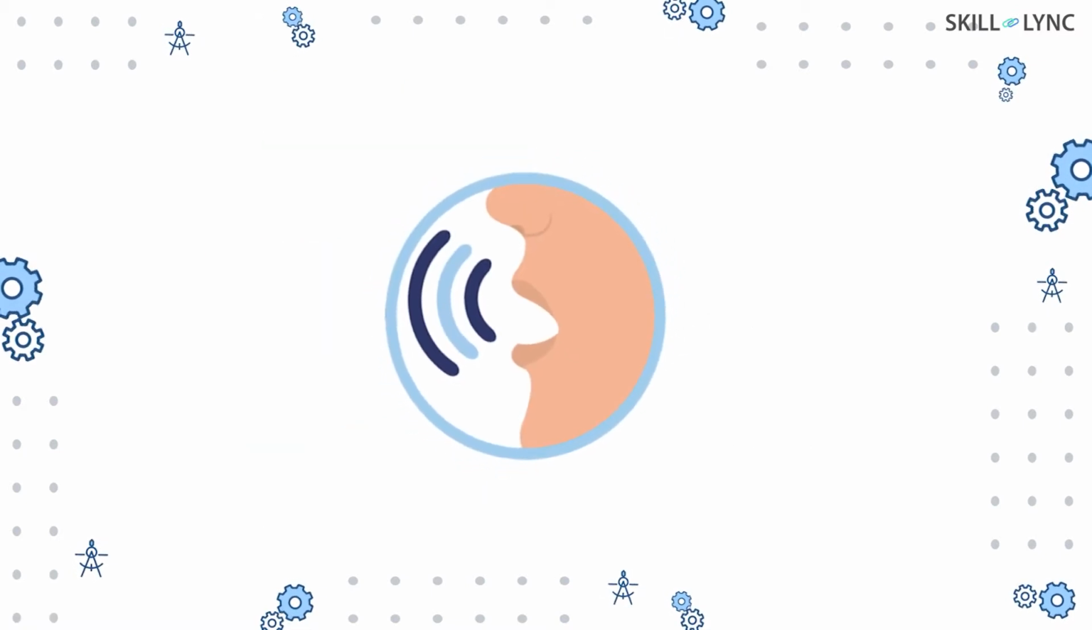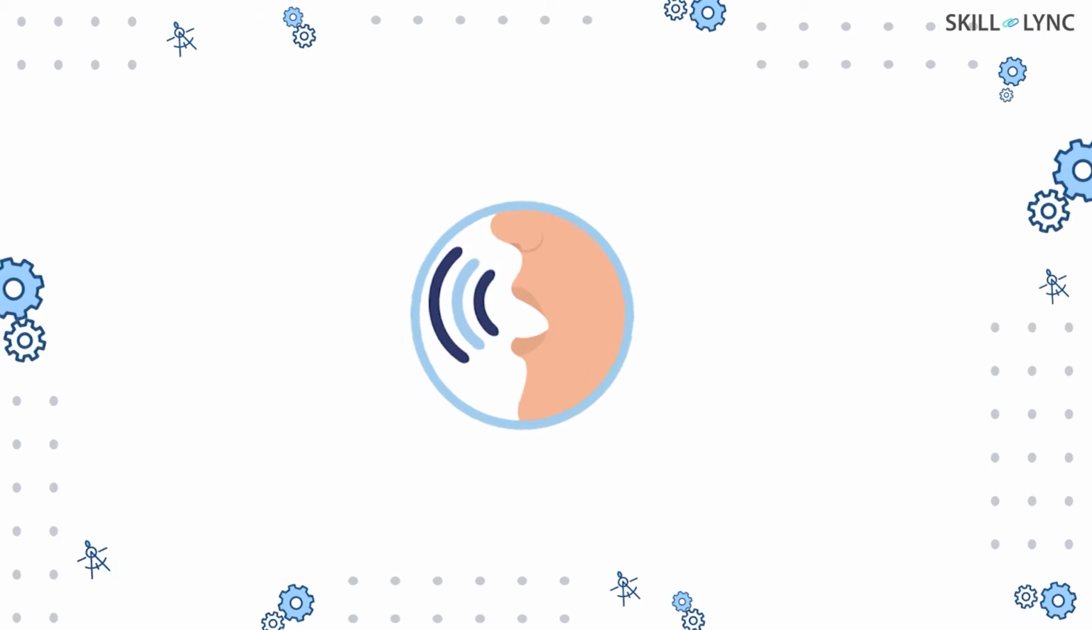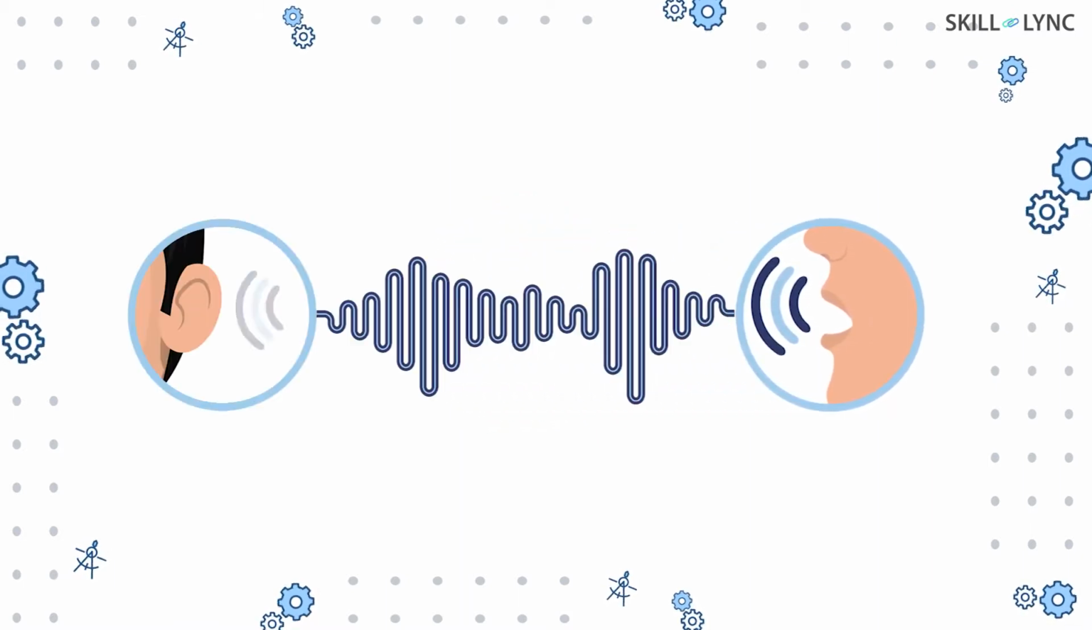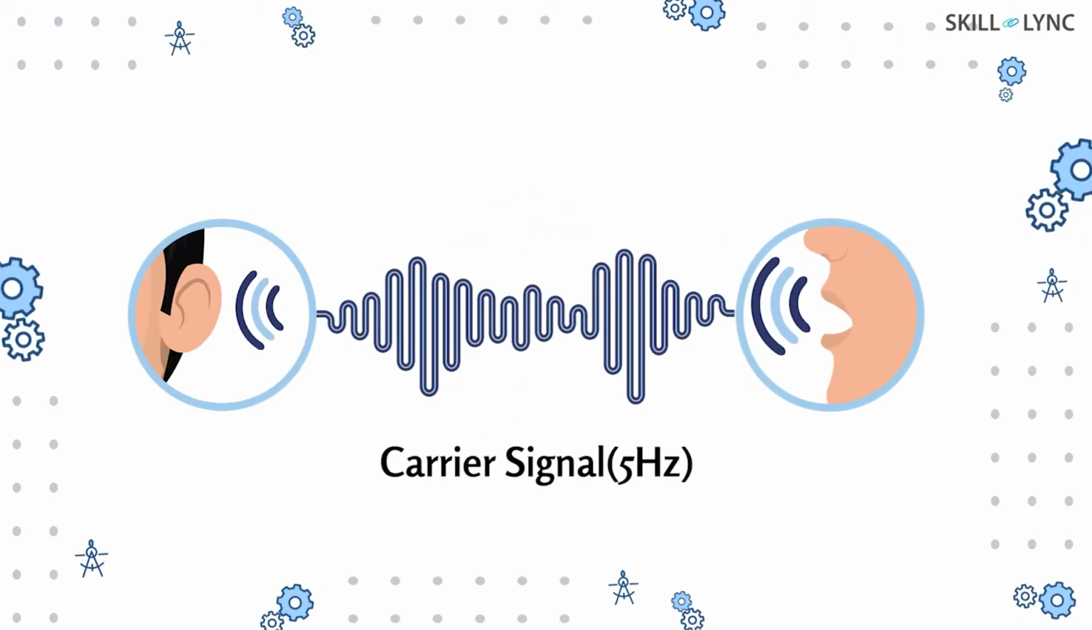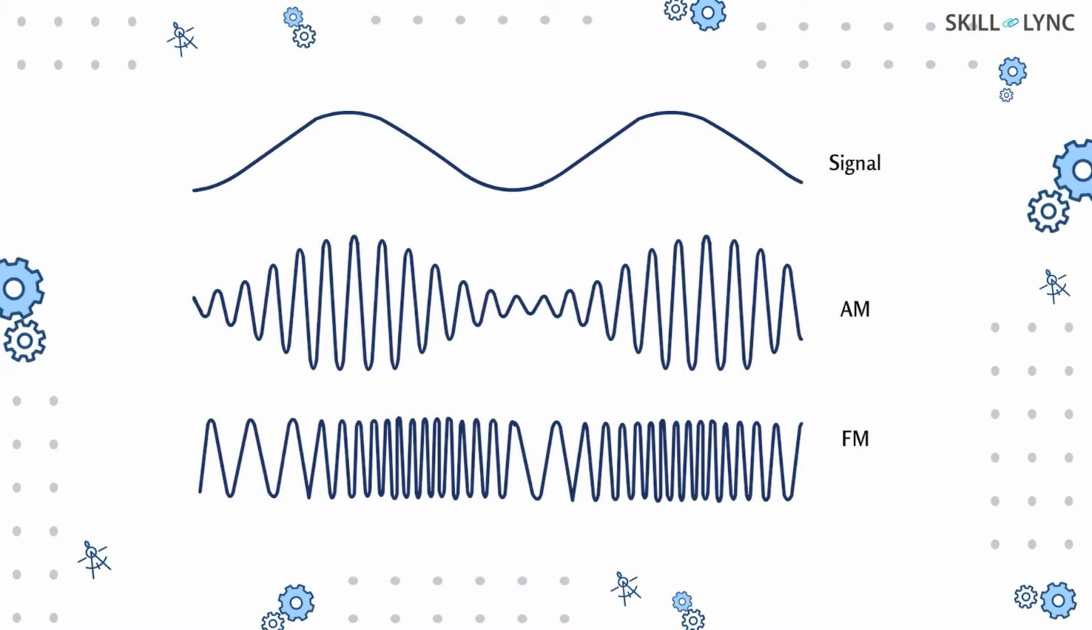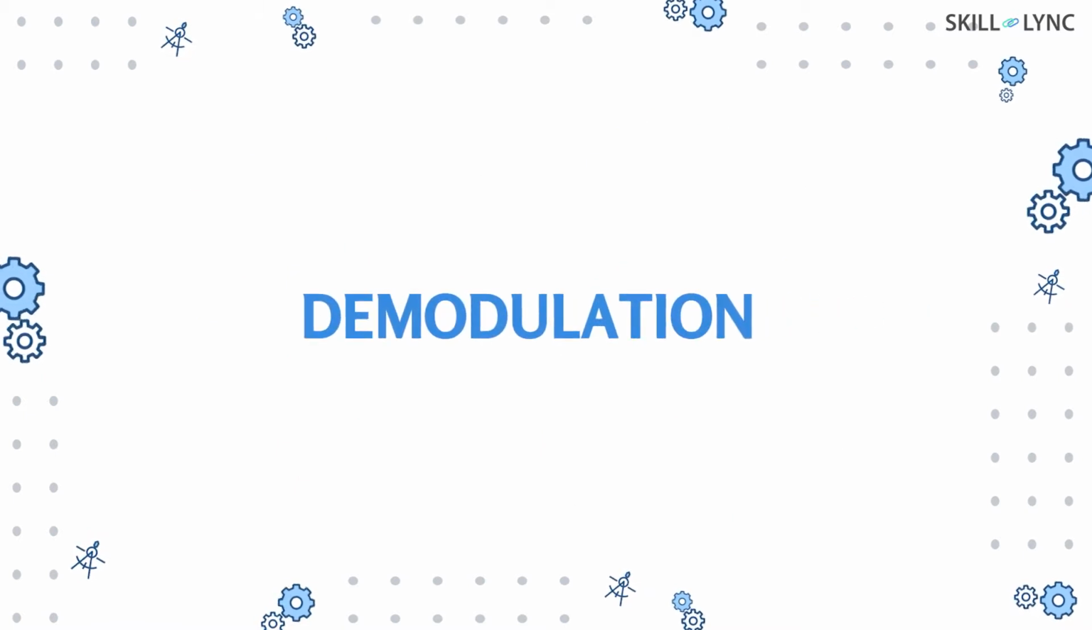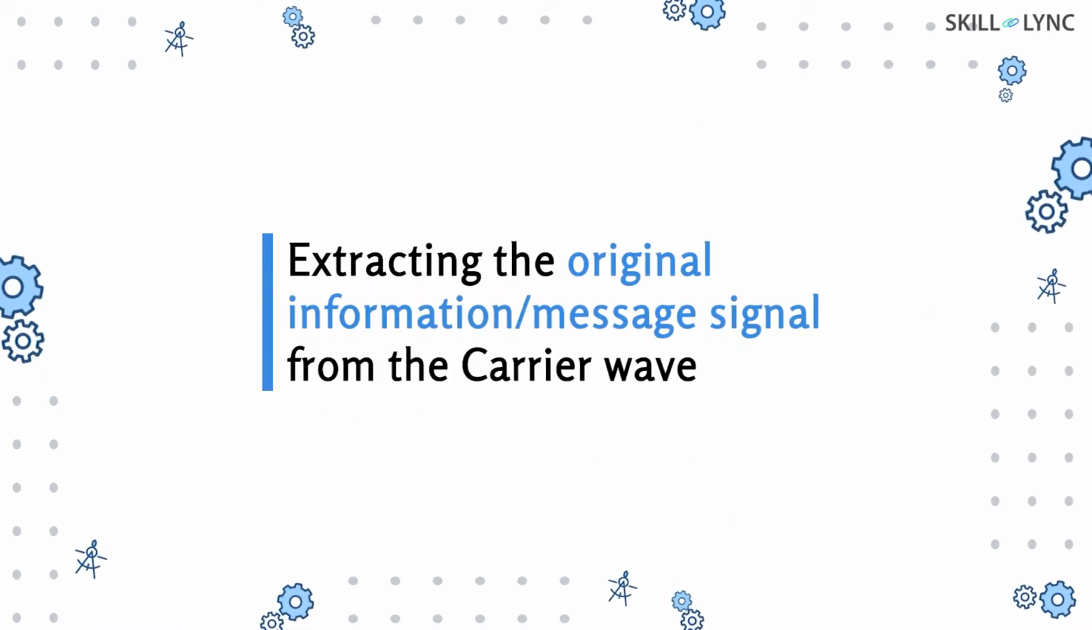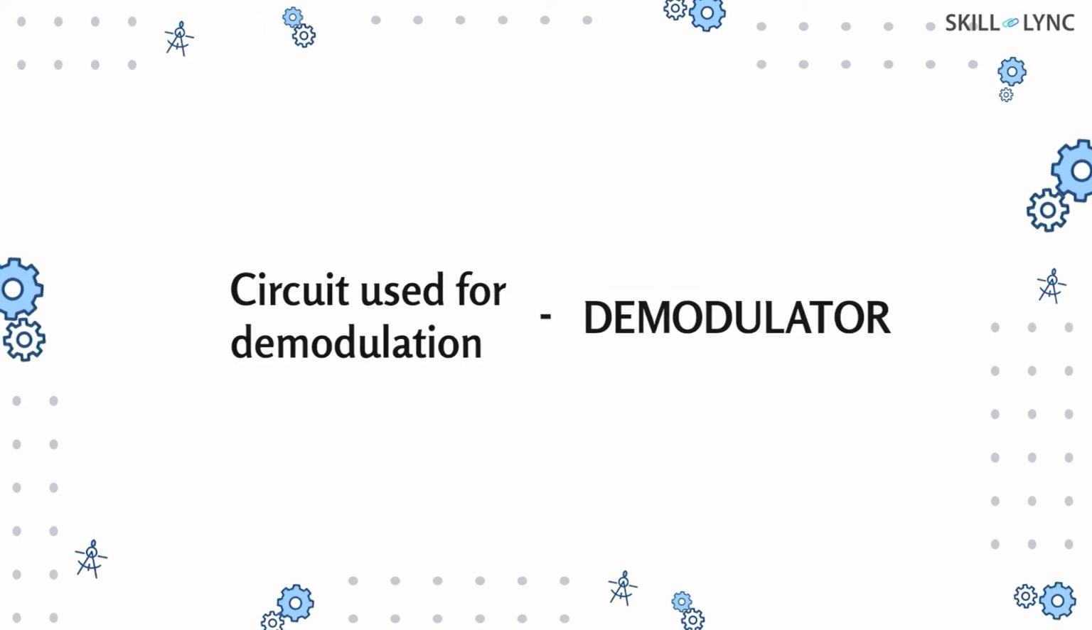Similarly, we have learned that the information from the sender is modulated with the help of carrier signals and transmitted to the receiver. This modulated signal carries the information that needs to be separated from the carrier signals. This is done by the process of demodulation. Demodulation is defined as the process of extracting the original information or message from the carrier wave. The circuit that is used to perform this action is termed as a demodulator.